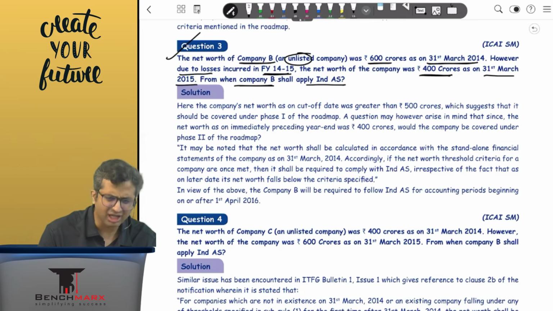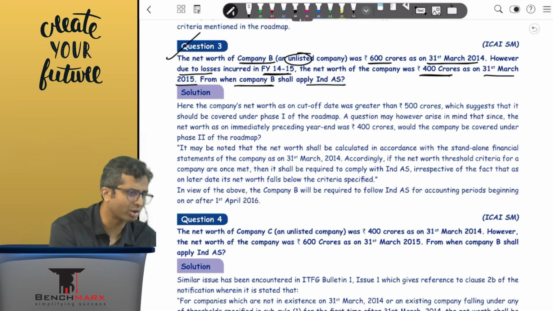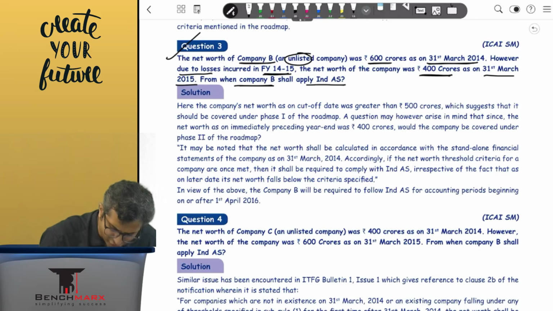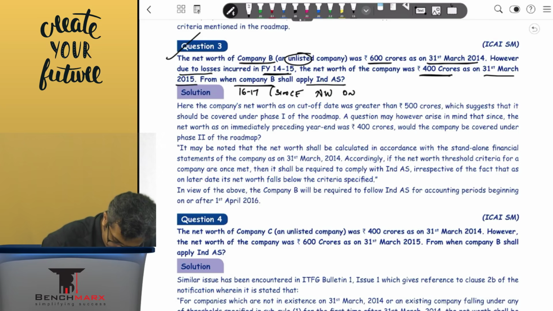We can write it directly over here. This is not important because here it is the 31st March 14 part, but there's no calculation involved. So we can just mention over here: 16-17, since net worth on 31st March 14 is greater than 500 crores.